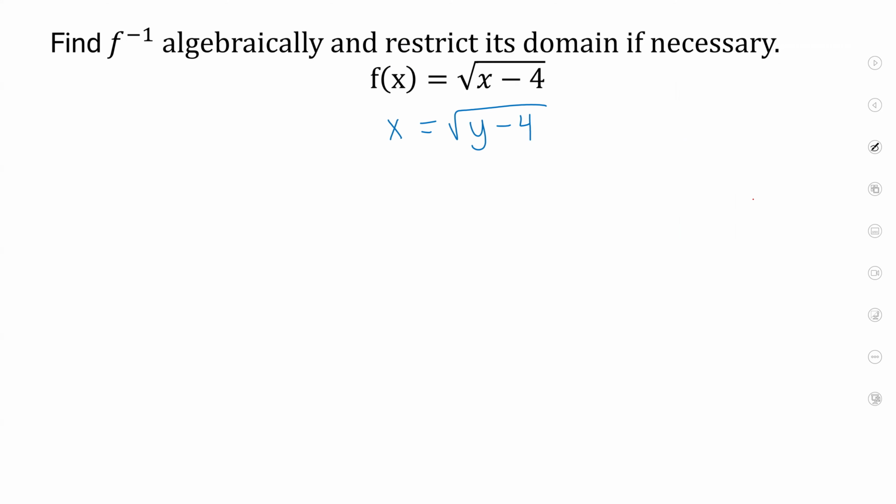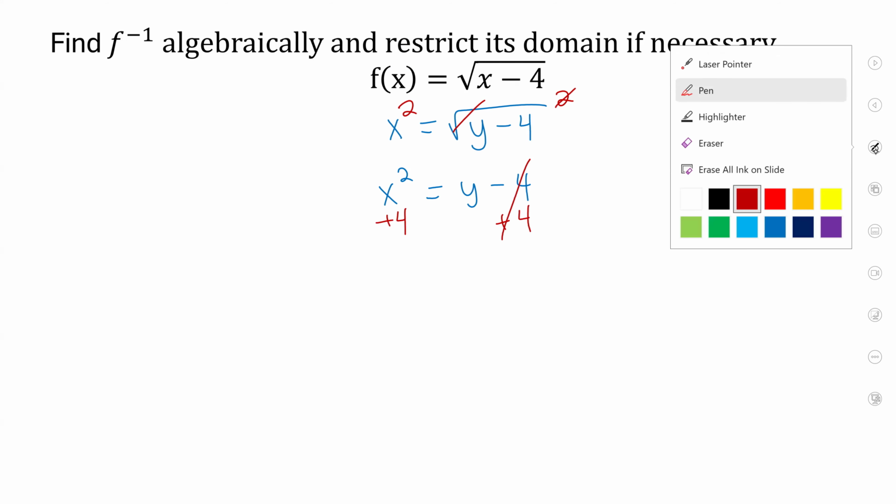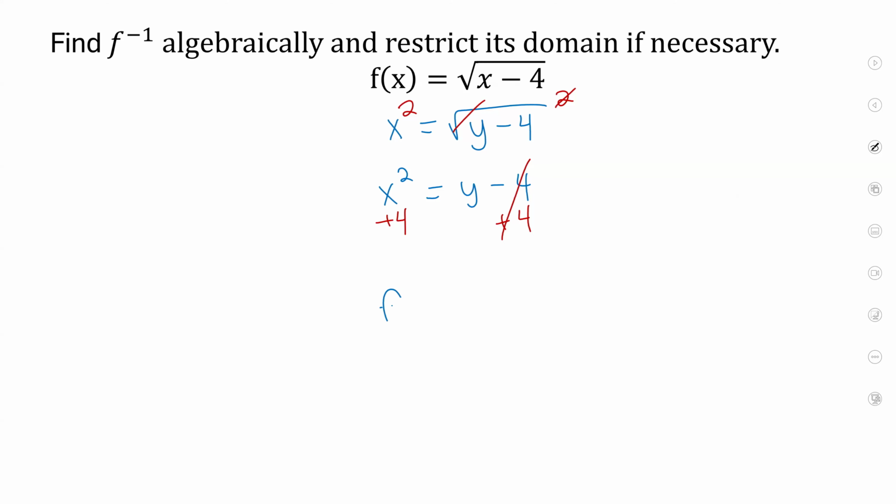Prachi, what do I do? Very good. Square both sides. So I get x squared equals y minus 4. Jimena, what next? Exactly. I need to write this in inverse notation. The inverse is x squared plus 4.